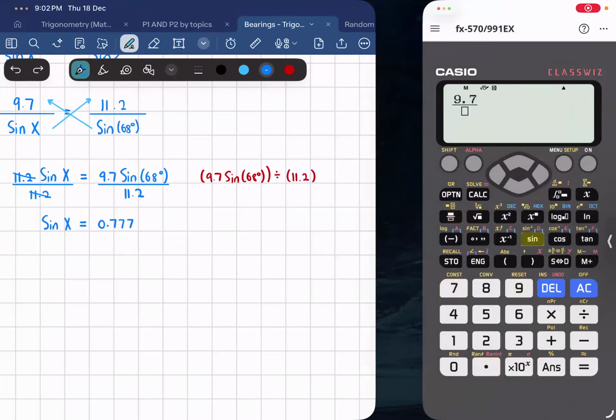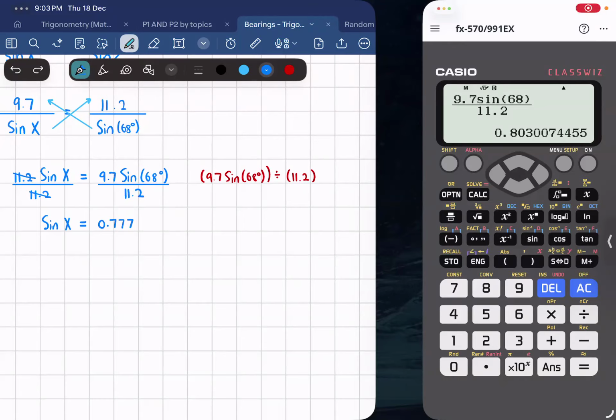9.7 sine 68 all over 11.2. You're supposed to get the answer, 0.8 something. Yes, I guess 0.03. Did I plug something in wrong? 9.7 sine 68 by 11.2. No, I didn't plug anything in. I forgot to set it to degrees.